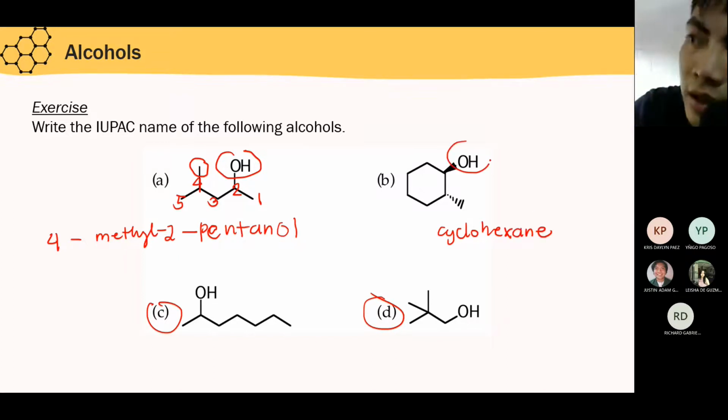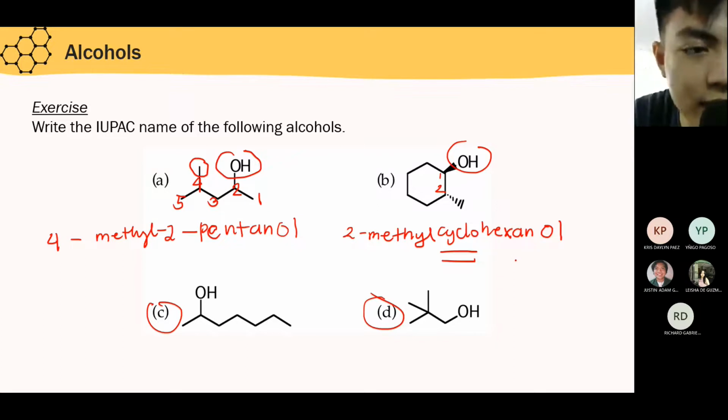Tapos since may OH ka, edi yung E, palitan mo ng all. Cyclohexanol. And as I said, yung substituent mo nasa carbon number 2. So this will be 2-methyl cyclohexanol. Do I need to indicate na nasa carbon 1 yung OH kapag cyclo? Hindi na. Okay, hindi na siya kailangan.